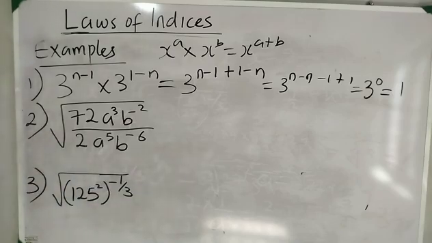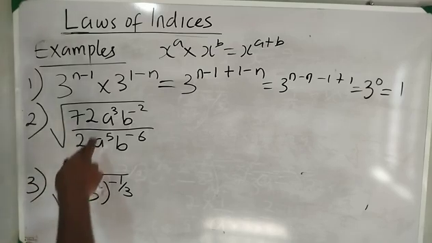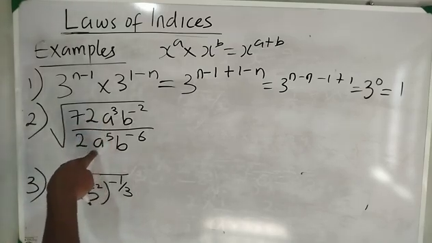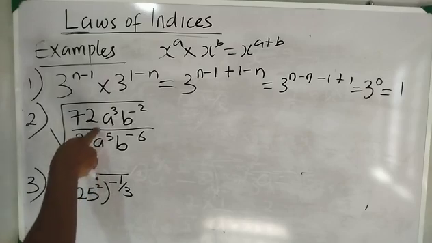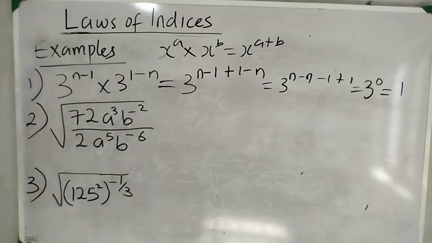Now let's move further to the second one. Now this second one may look a bit complex, a bit difficult. But is it? We have the square root of 72a cubed b raised to the power minus 2 divided by 2a raised to the power 5b raised to the power minus 6. What is involved here? If you notice, we have some common bases dividing each other, right? We have a dividing a, we have b dividing b. It means we can make use of law 2 of indices.